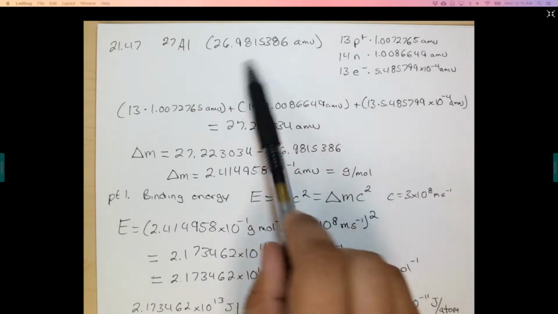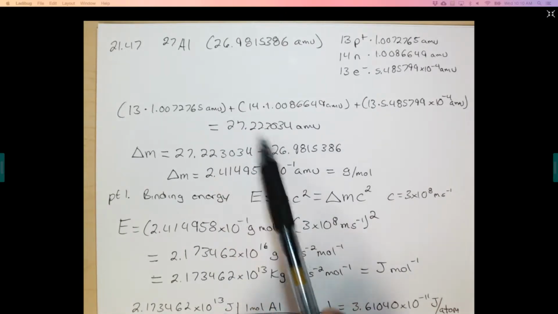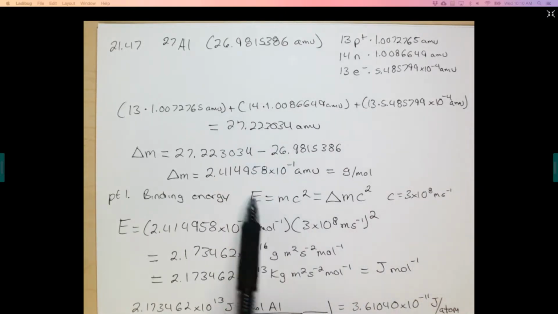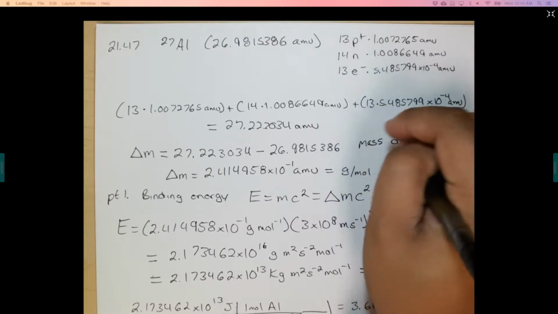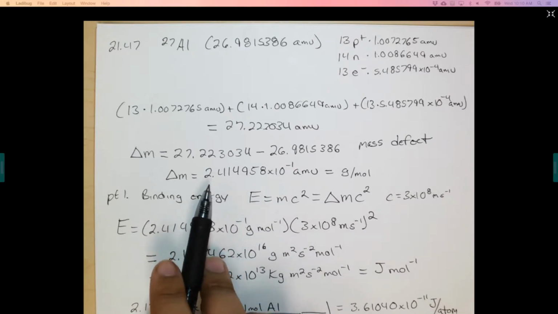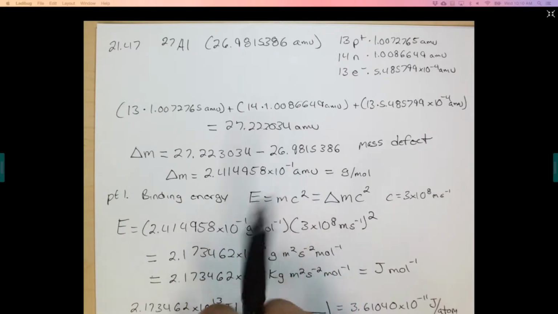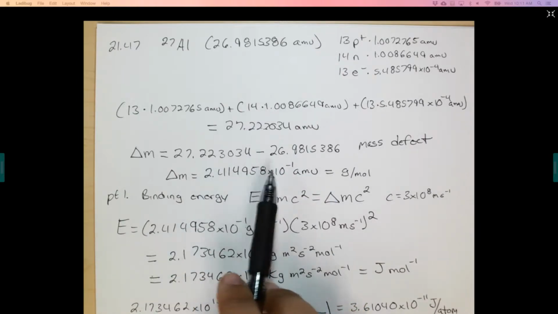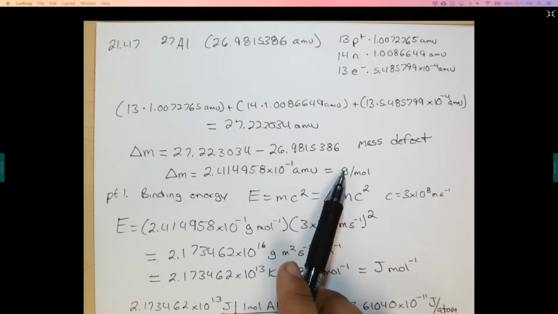We expect that the atom, once come together, should be lesser than the separate parts. And that in itself is called the mass defect, right? So we are calculating mass defect here, which we can show as delta M. And that delta M is 2.414958 times 10 to the negative 1 AMU. I would say at minimum 5 significant figures for the majority of these problems. Remembering that AMU is also grams per mole, and that can be converted.